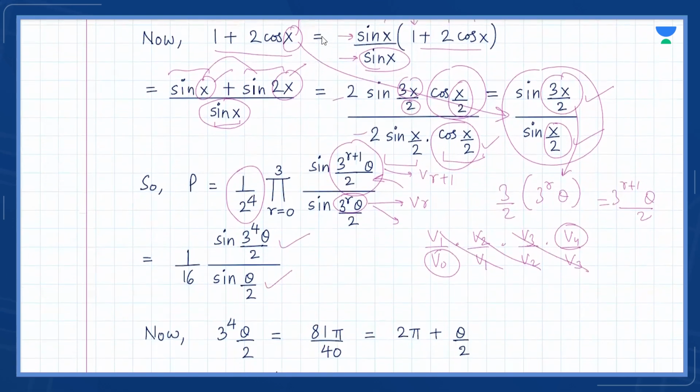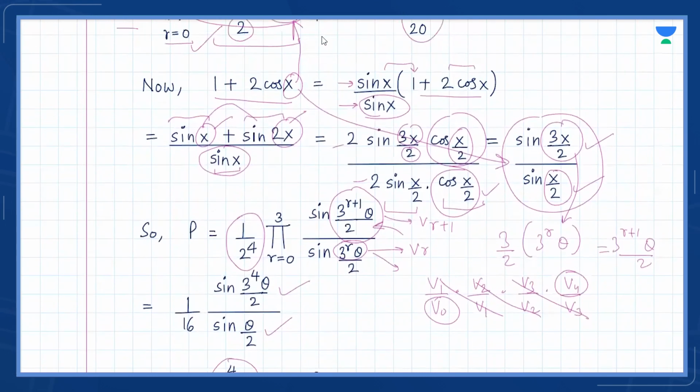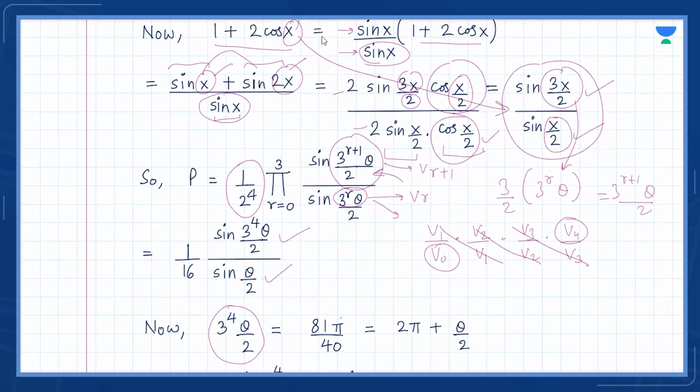Finally, one more thing we need to observe: 3^4 θ by 2, now substitute the θ value. θ was actually π by 20, so θ by 2 would be π by 40, and 3^4 is nothing but 81. This can be broken down like this, 2π plus θ by 2. The reason is you can easily write 81π upon 40 as 2π plus π by 40, but π by 40 is once again θ by 2.